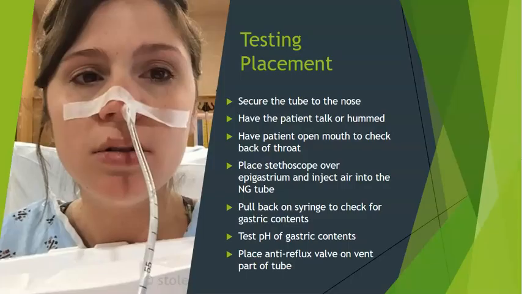Once the tube is placed, you're going to secure the tube to the nose. You're going to have the patient hum or talk to make sure the tube is not in their vocal cords. You're going to have the patient open the back of their mouth to check to make sure the tube is not coiled in the back of the mouth.